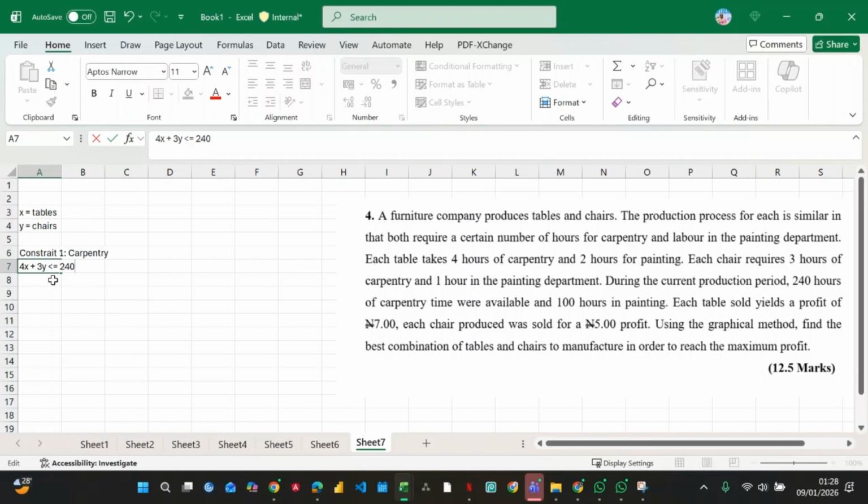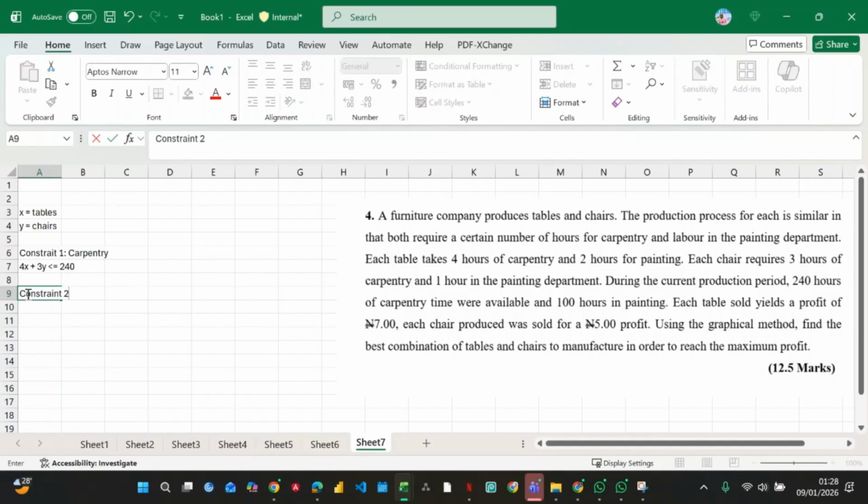The total available hours is 240, do you get? Because if you look at it, they said the 240 hours of carpentry time were available. Do you get the point now? Yes.